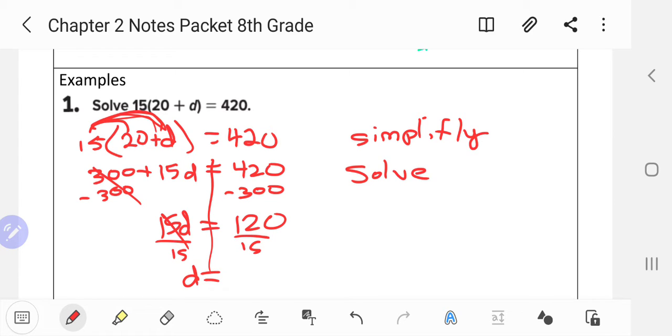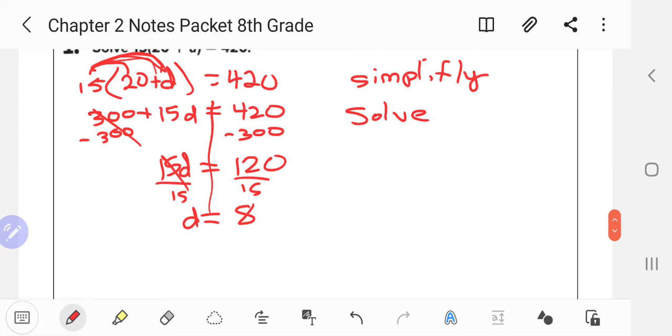D equals, let's see, I think it goes in 8 times. 12 times, sorry. Not 12 times, I'm wrong. 8 times. Yeah, 30 goes in 4 times, so 15 has to go in 8 times. There we go. All right, so D equals 8. That means if we replace that original D with 8, we would get the answer of 420.